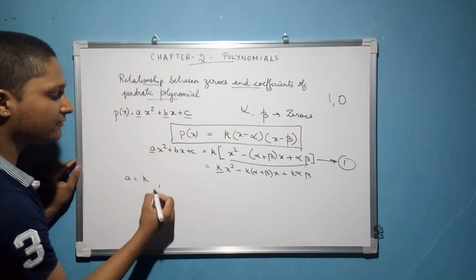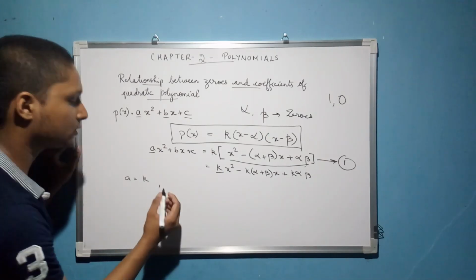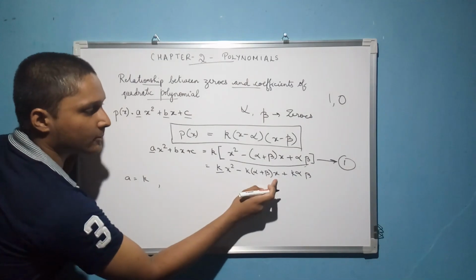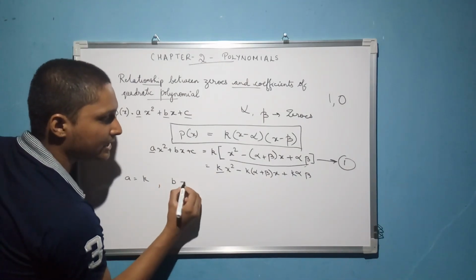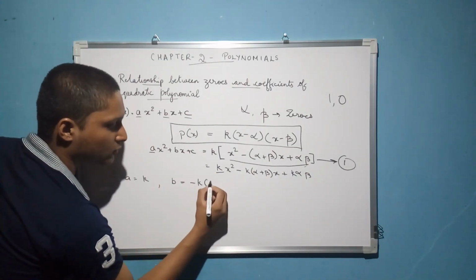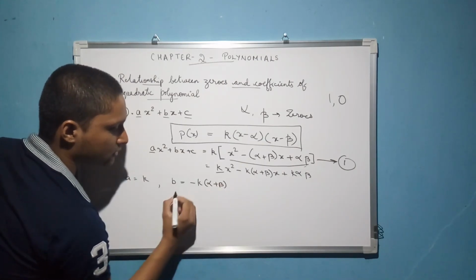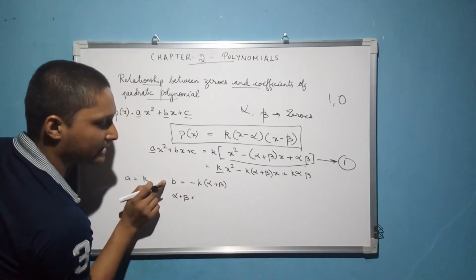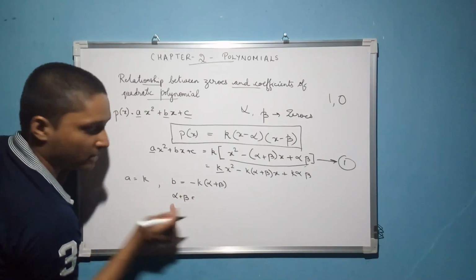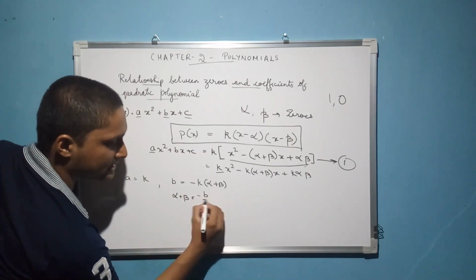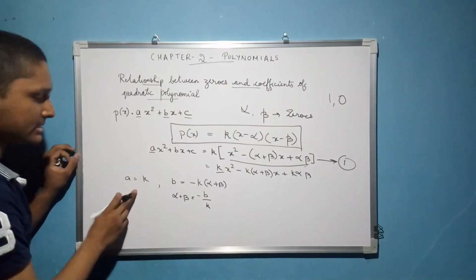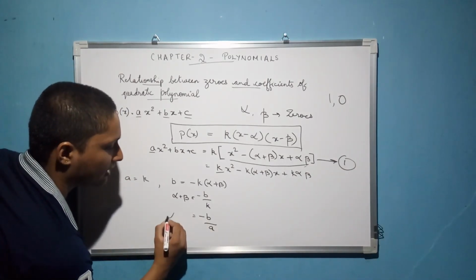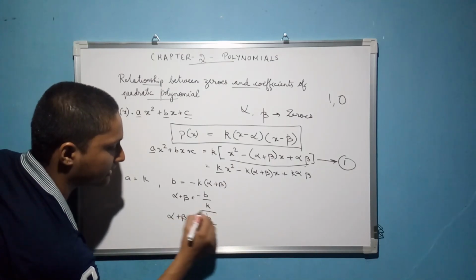So now we are going to find the relationship between them. So that comes to be a is equal to k, directly we got it. Now we are going to equate the x terms, that is b is equal to minus k into alpha plus beta. So now alpha plus beta becomes how much? Minus, I'll bring it this side, k also comes to the denominator, so this becomes minus b by k. k is equal to a, so I can substitute it to be minus b by a. Alpha plus beta is equal to minus b by a.